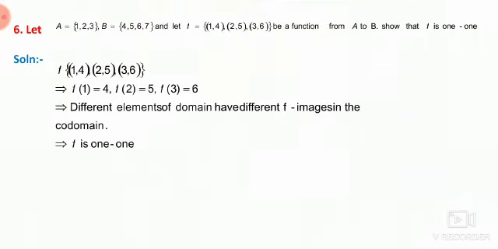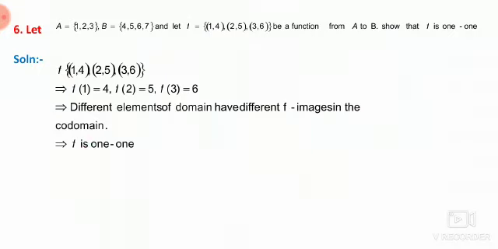Let me write it here. f is defined. The image of 1 is 4, the image of 2 is 5, the image of 3 is 6. That is, f of 1 is 4, f of 2 is 5, and f of 3 is 6. Different elements of the domain have different images in the codomain under f. Therefore, f is said to be one-one.